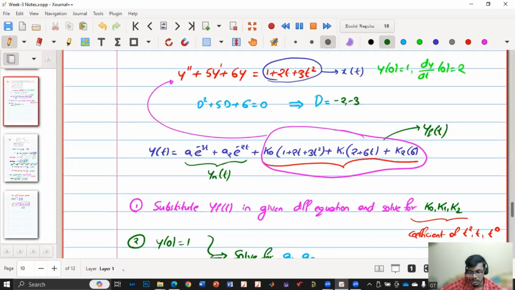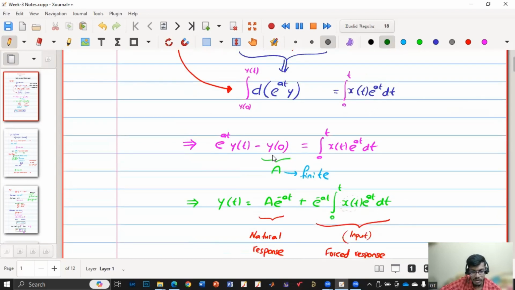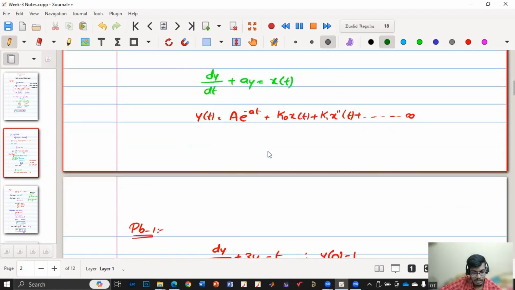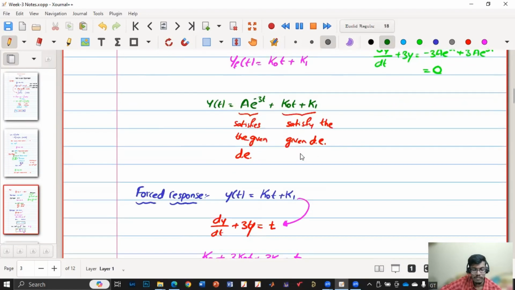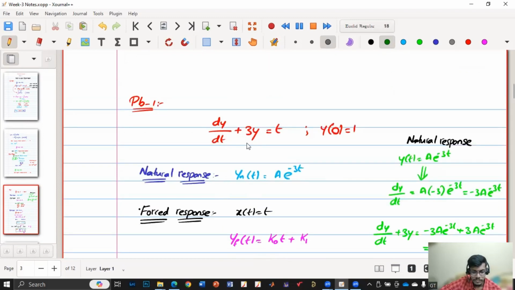So let me just again summarize what we have discussed. Today we have planned to discuss the solution to linear differential equations. First, we started with the first order differential equation with the classical approach, and then we got a generalized expression. From there, we have understood the theory, how to extend this to other linear differential equations, and we have considered one example, and we have solved that example. And then we have discussed how to calculate the coefficients. So there will be one boundary condition, and the other one is that the forced response will satisfy the given differential equation.